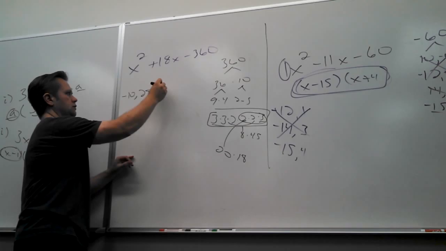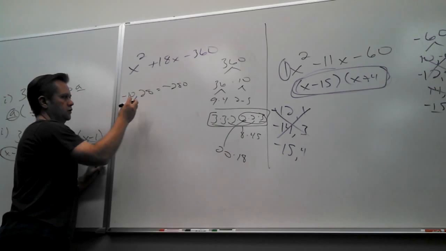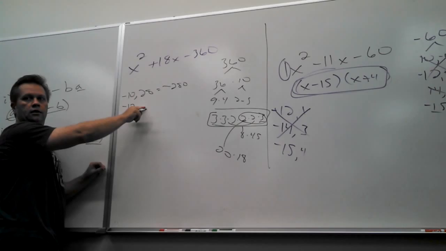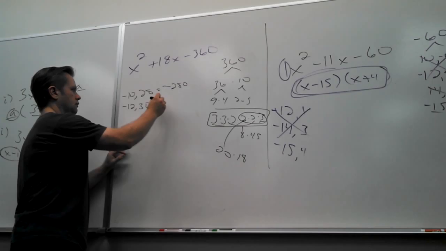So now watch. Come on. This is number sense. If I make this, I know that I got to go up a little bit. It's not big enough. So what about negative 12? If I make that go by 2, that's got to go by 2. Negative 12 and 30. That makes 18, right? And what's negative 12 times 30? Negative 360.